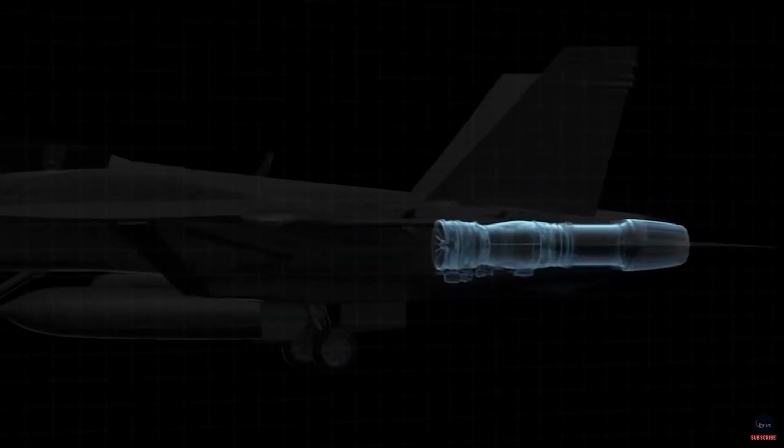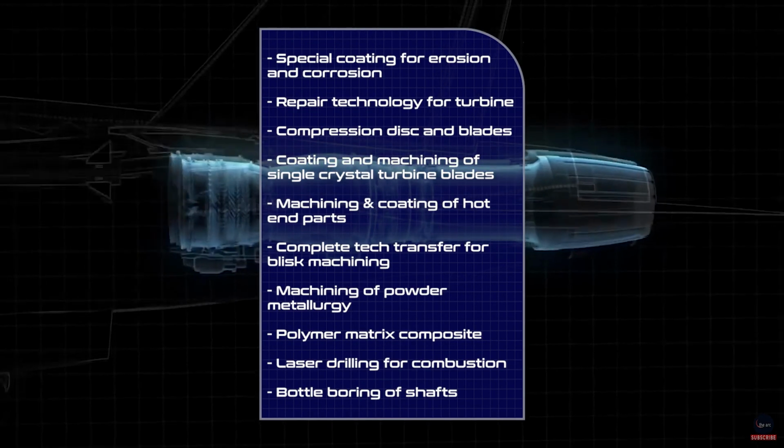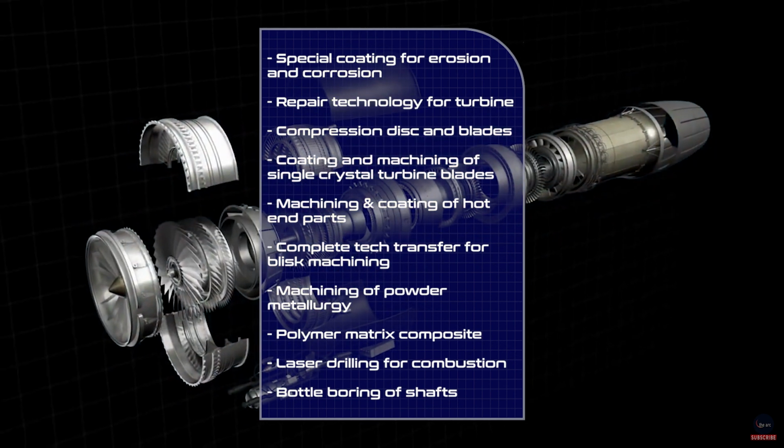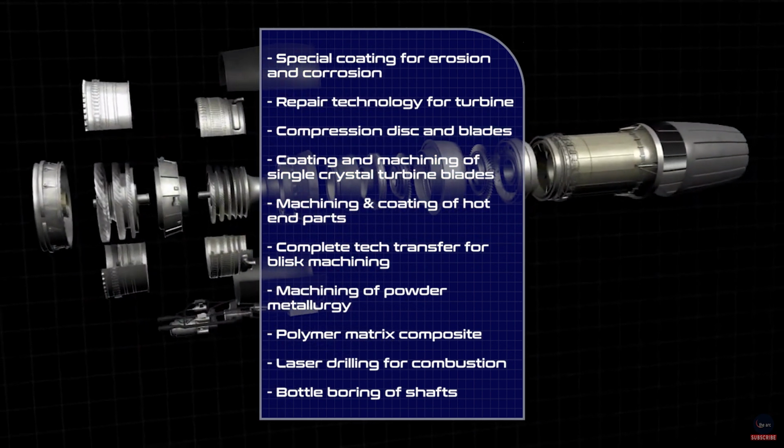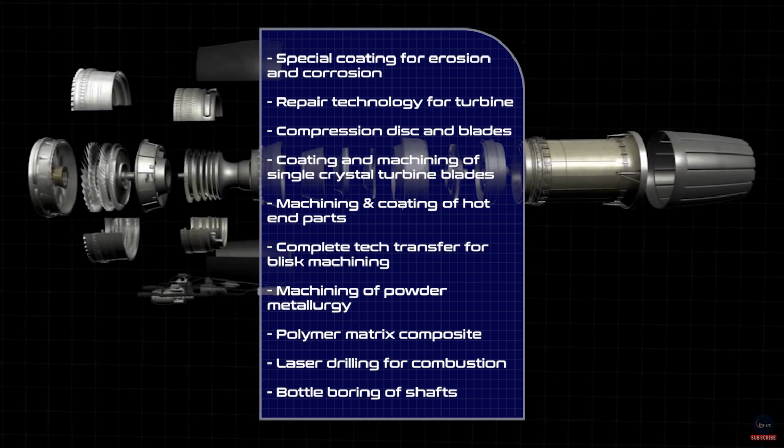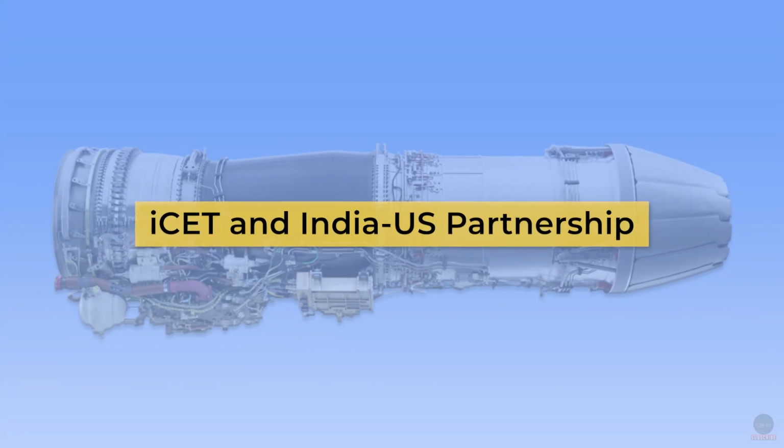The report suggests HAL will manufacture these engines in India after transfer of technology, and 80% of engine technology will be transferred to India. The TOT may include special coating for erosion and corrosion, coating and machining of single crystal turbine blades, laser drilling for combustion, among other things. Now this is huge in terms of India-US relations, because US has never in history allowed transfer of such critical technology to any other country, which is why this engine deal is much more significant.